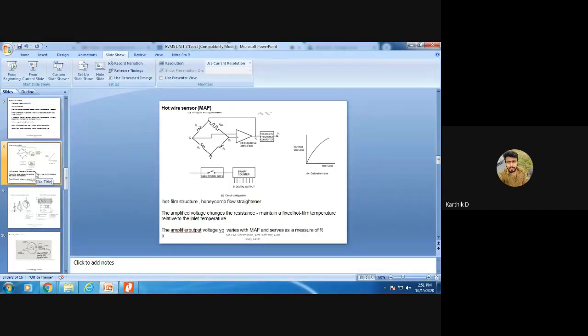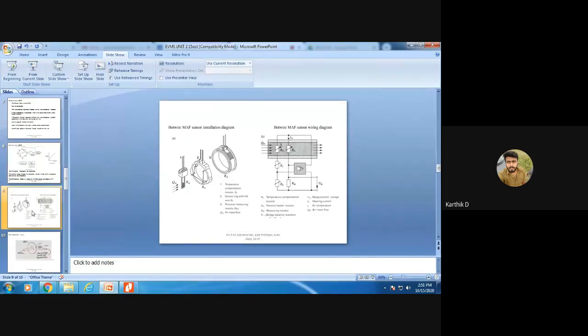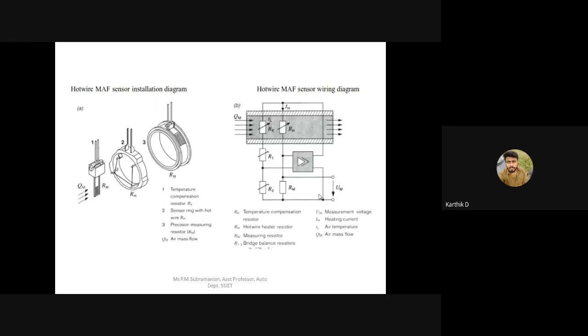So now I have discussed this Wheatstone bridge. This Wheatstone bridge is used for the hot wire sensor, and you can see the same thing represented in a sensor wiring diagram, a sensor installation diagram. I think now it will be magnified. When I increase the size of the image, better visibility will be there. So no need to refer elsewhere.